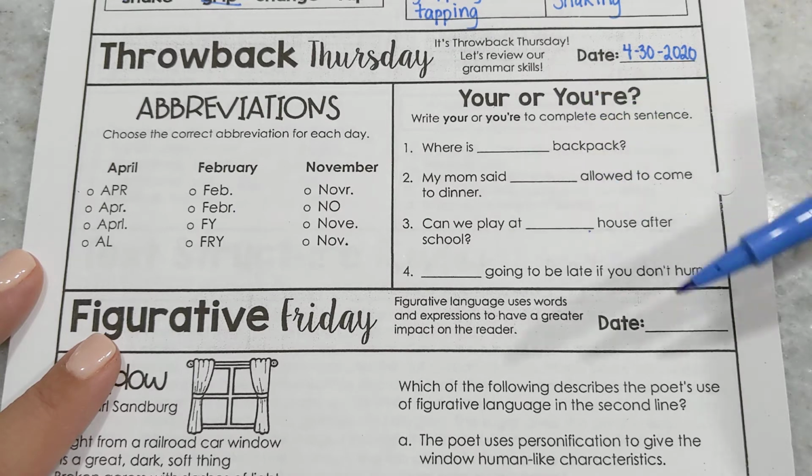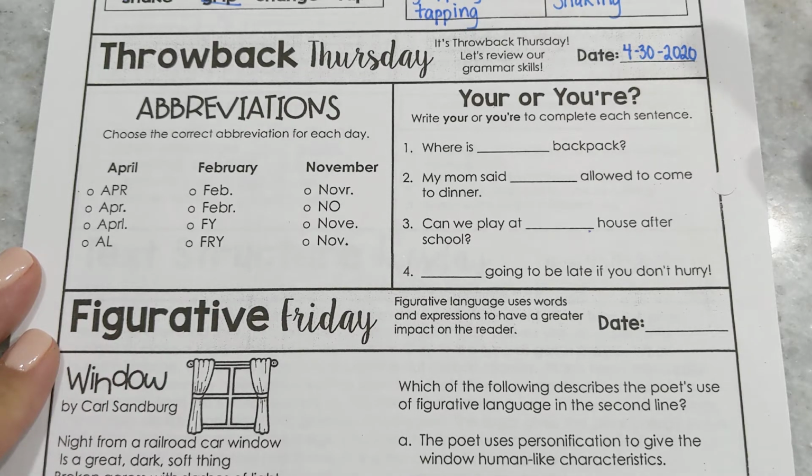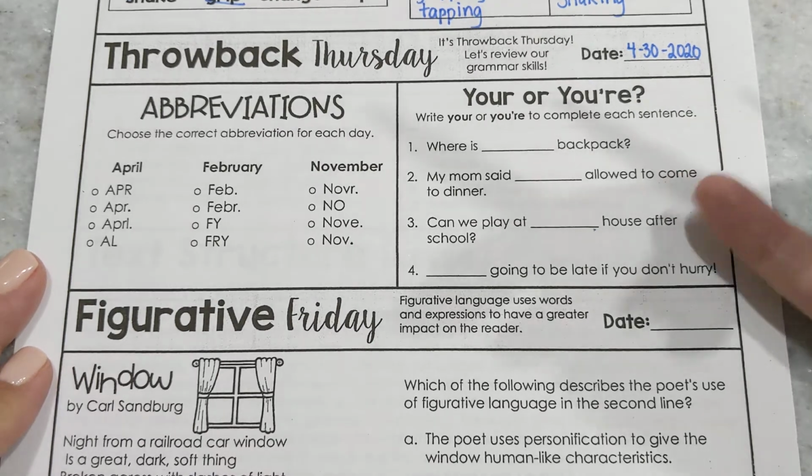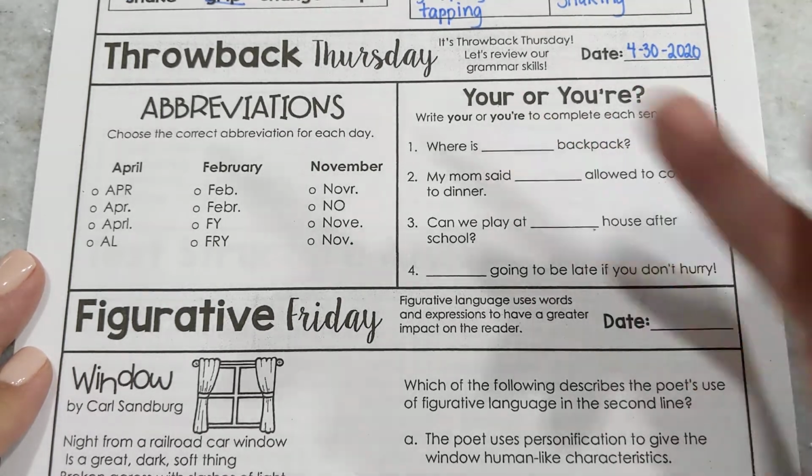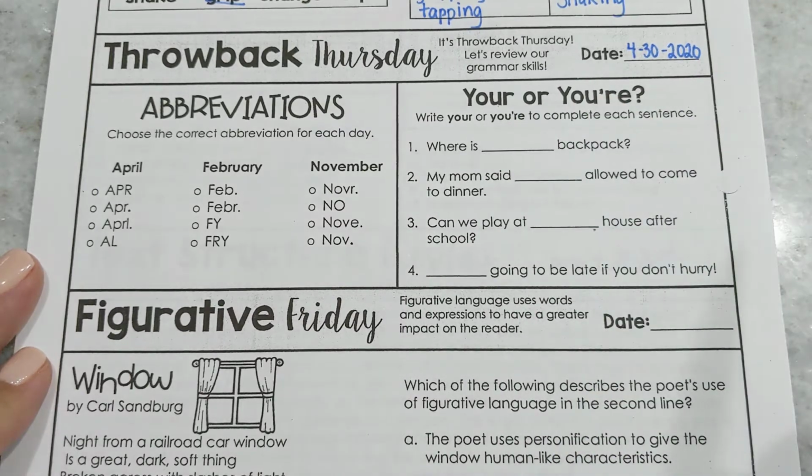So it's really important that we understand this so that when we are writing, if you're writing an email to your boss when you get older and you are not sure which your to use, it's not going to look good on you. So we've got to make sure we understand when to use this your and when to use this you're. All right, let's get going.